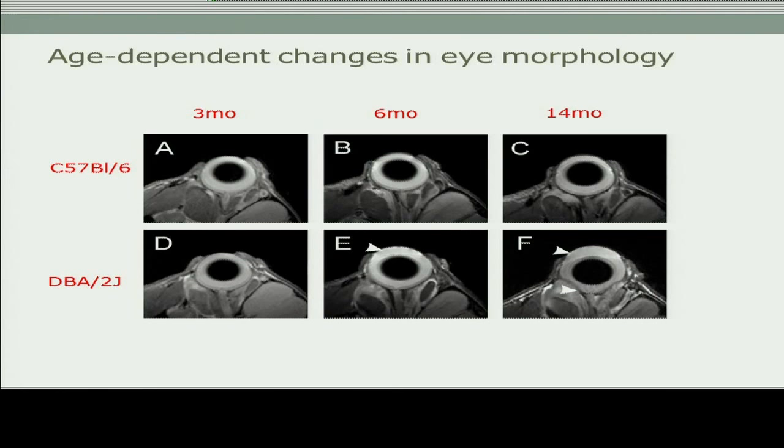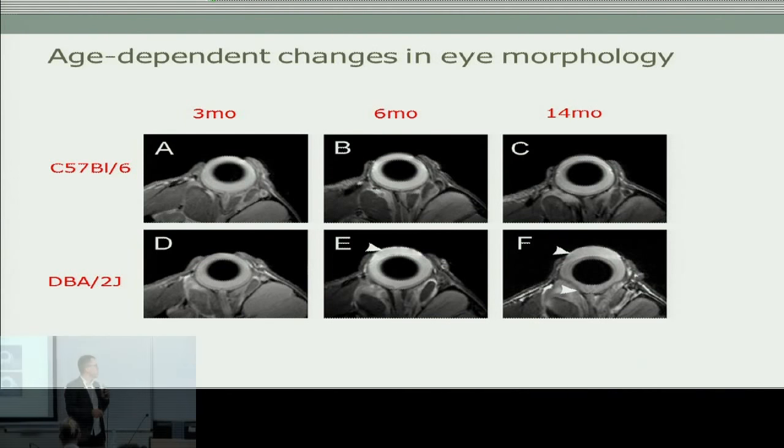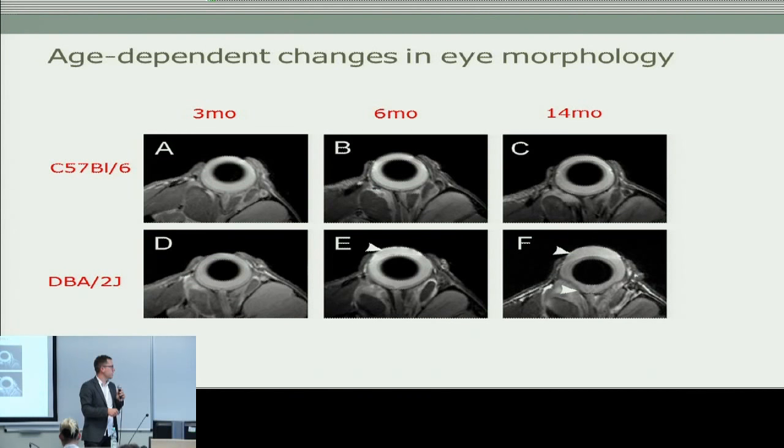When we looked at the eyes of these animals, we saw that there are evident signs of intraocular pressure elevation. In 6 months old animals, you can see that the anterior chamber of the eye is deeper than in the control animals. And you can also see that in older animals, these morphological changes in the eyeball are even more pronounced. So the whole eyeball is longer, and the anterior chamber is extremely deep.